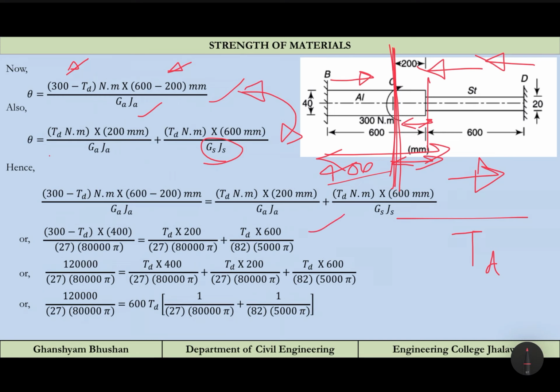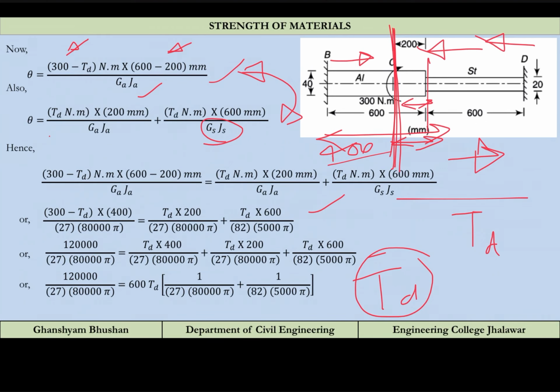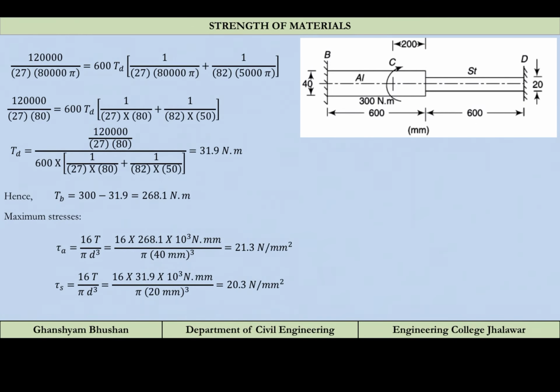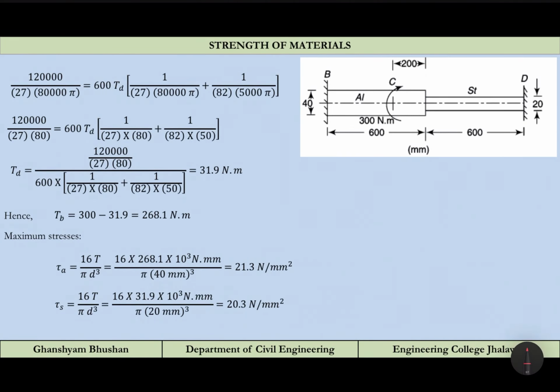After cancelling everything, we can see the only unknown parameter is TD. So TD is coming out to be 31.9, or you can say 32 Newton meter. In the same manner we can calculate TB. It was 300 minus TD, so it is coming out to be 268.1 Newton meter.